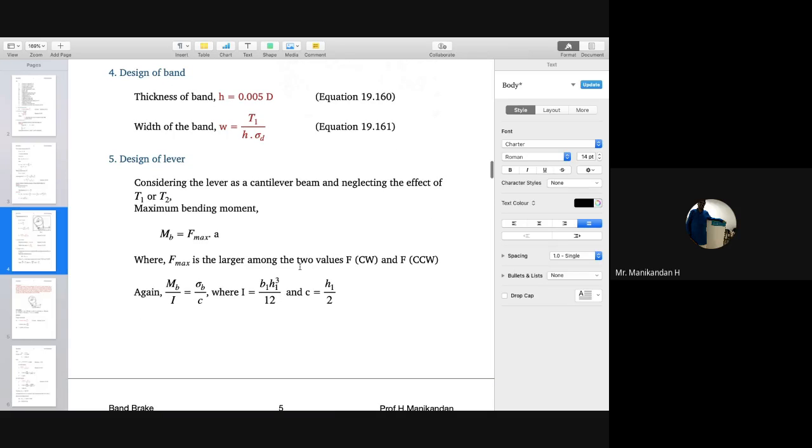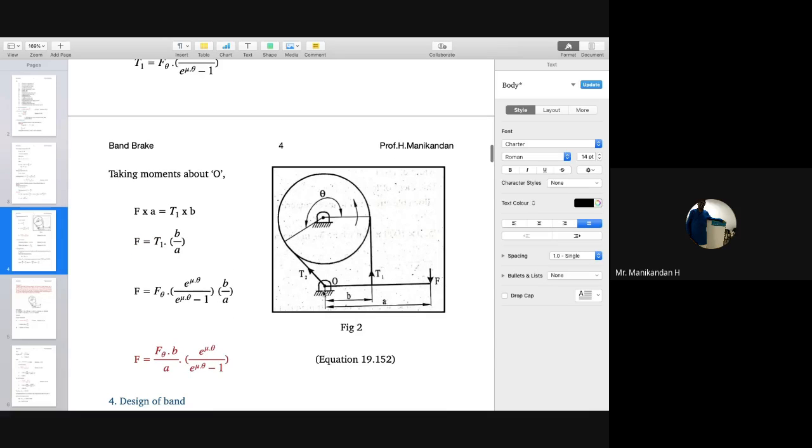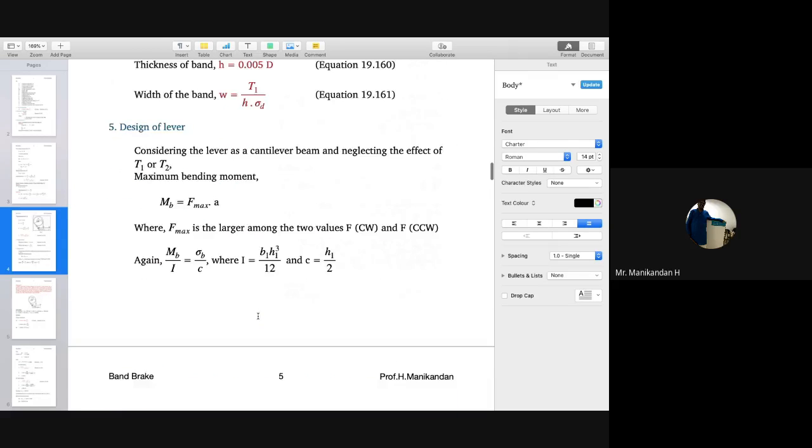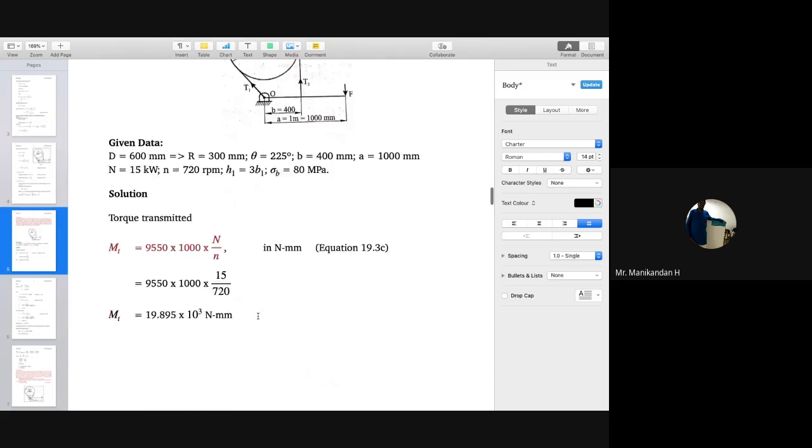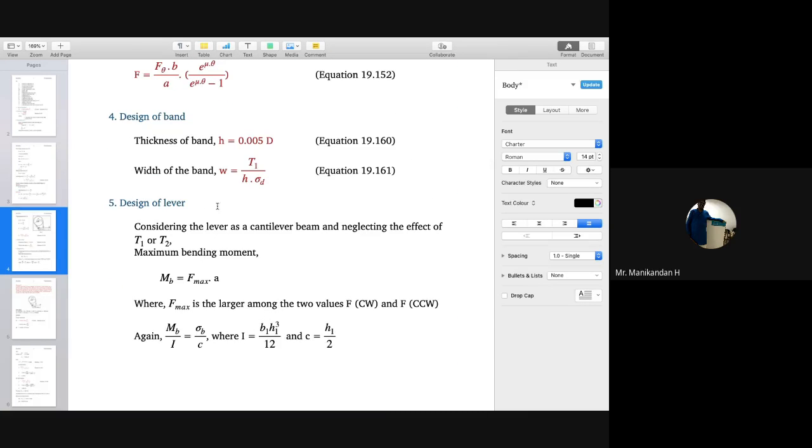For finding the dimension of the lever, we can consider the lever as a cantilever beam, neglecting the effect of T1 or T2. MP is equal to F into A. If you see the figure, with respect to O, F into A is the bending moment. Here F will be the F max. So we will find the operating force for clockwise and counterclockwise direction, and the maximum operating force is what we will take into account for finding the bending moment.